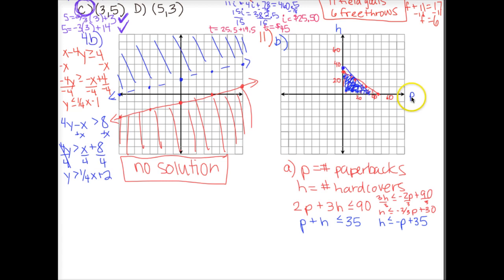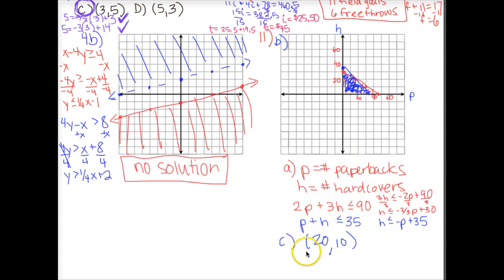So the first number on my ordered pair, so one of the ones that I picked was (20, 10). The first number is the number of paperback books. The second number is the number of hardcover books. So again, if you look at my answer key, you can see those. Note that I also included how much they would cost because that proves that it's a solution, because you know that 20 plus 10 is less than 35, but then you also know that the total cost is less than or equal to 90.